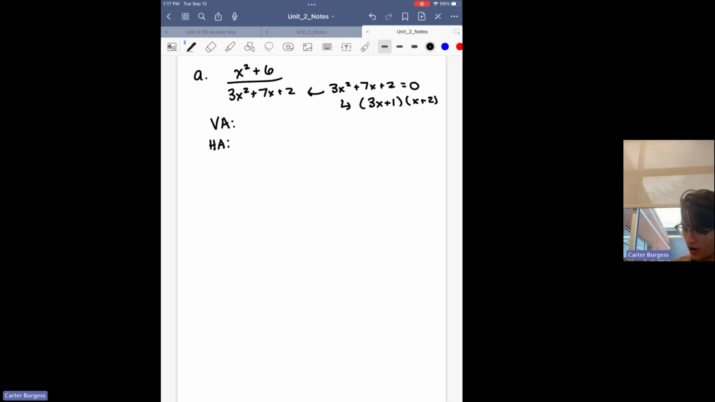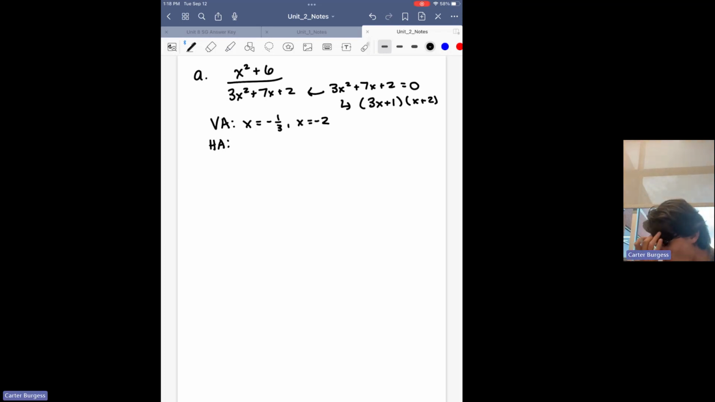And so what are my vertical asymptotes here? Don't forget, it's always x equals negative 1/3 and x equals negative 2, because technically what we are referring to is the vertical line at the x value of negative 2 and the vertical line at the x value of negative 1/3.